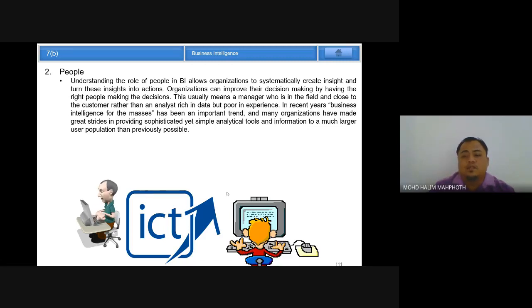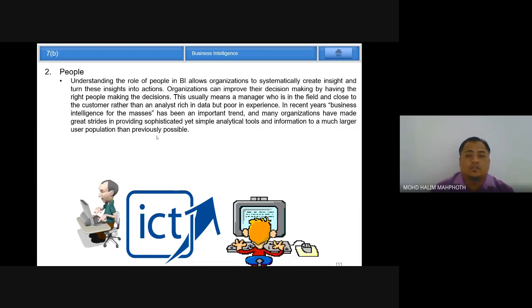In recent years, business intelligence for the masses has been an important trend, and many organizations have made great strides in providing sophisticated yet simple analytical tools. Nowadays, we have big data, which is a bit complicated. So we need people who are capable and competent to treat and use that data, extending to a much larger user population than previously possible.